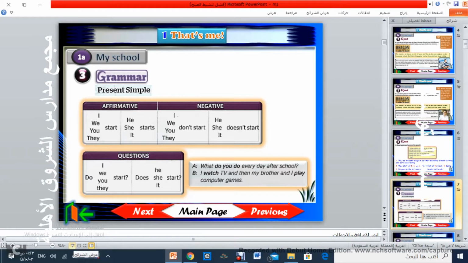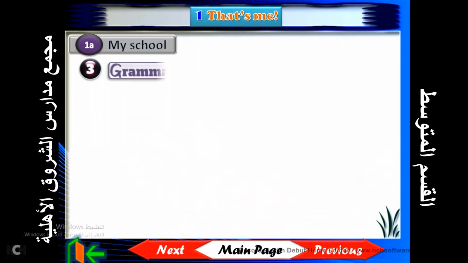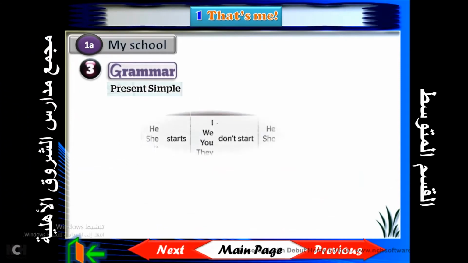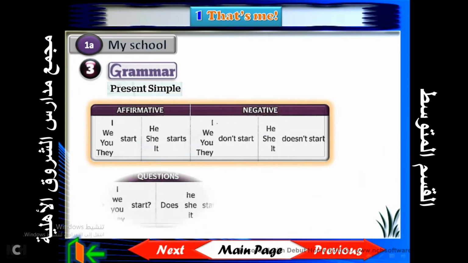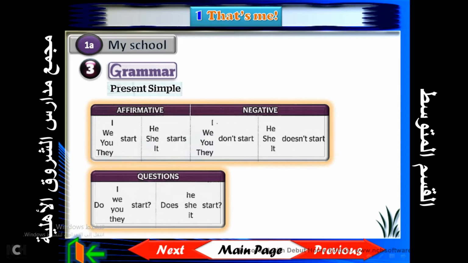Today, inshallah, we'll continue our lessons. Today, we will have a grammar lesson. Today, we will talk about present simple tense. What is the meaning of present simple? How can I use the present simple?